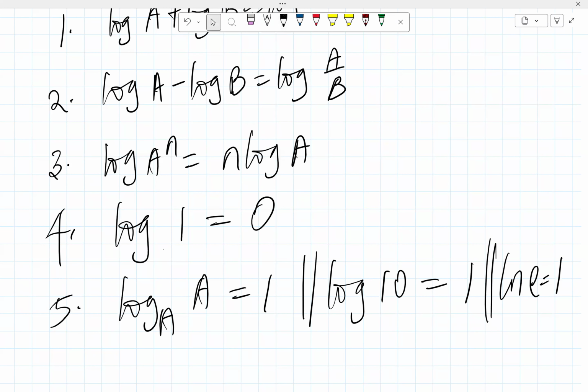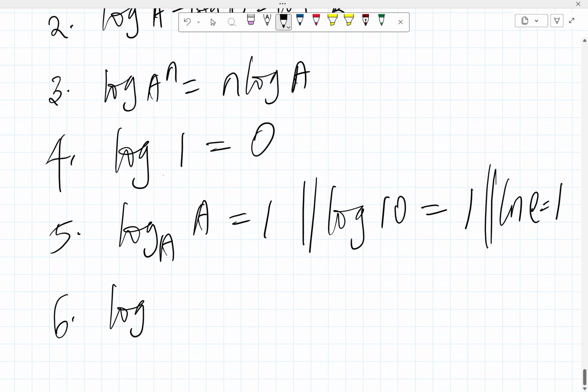Another law to think about: say you have log a to base 1 over 10, because the base is a fraction now. The base must be greater than 0 and must not be 1, but it can be a fraction like 1 over 10. So if you have log a to base 1 over 10, you just have minus log a to base 10. That's what that simply means.